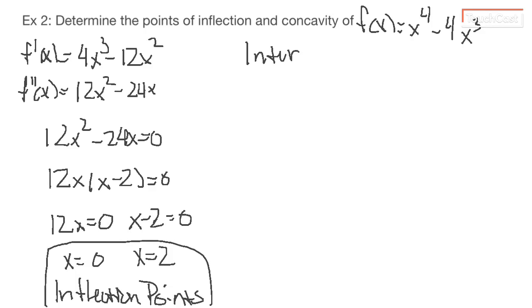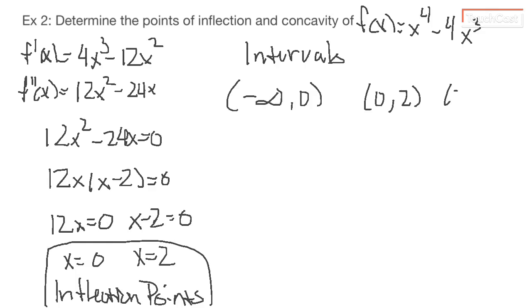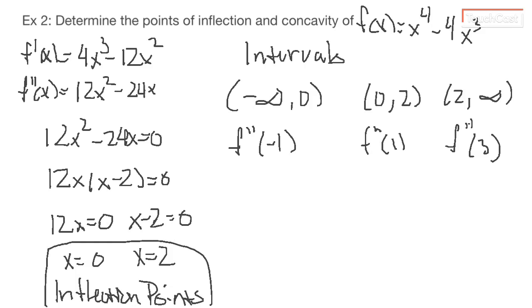The intervals we're going to look at are from negative infinity to 0, from 0 to 2, and from 2 to infinity. So we are going to pick a value in each interval to test for concavity. We're going to find the second derivative at negative 1, at 1, and at 3. So we're going to plug those values into our second derivative.